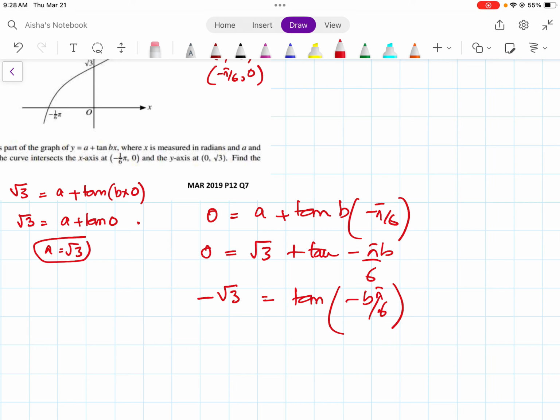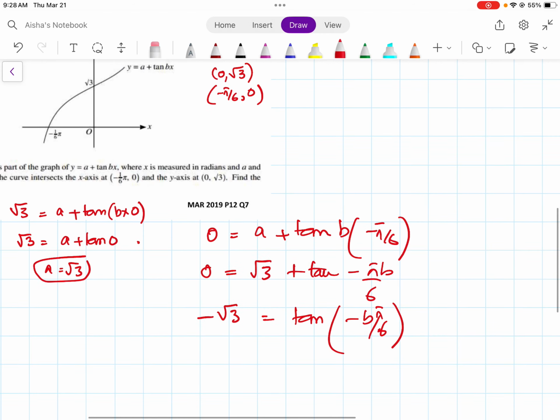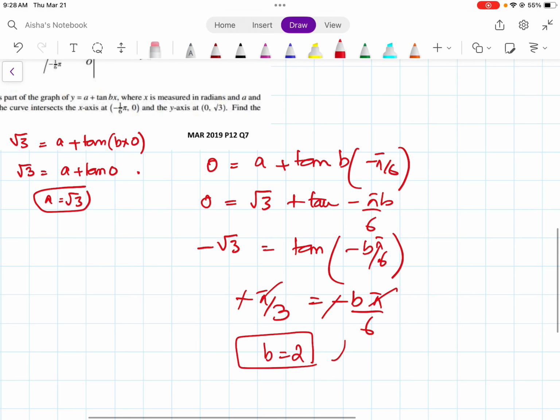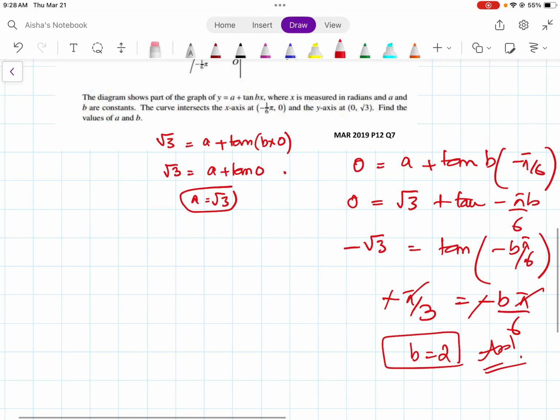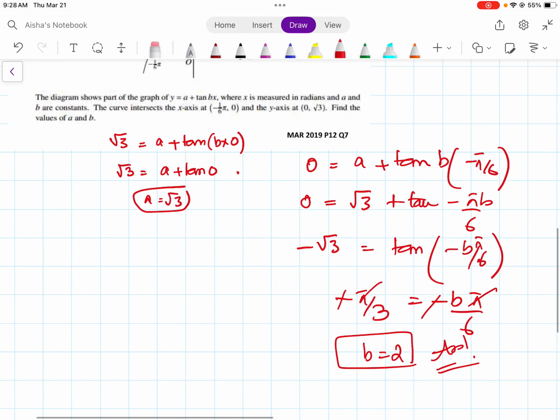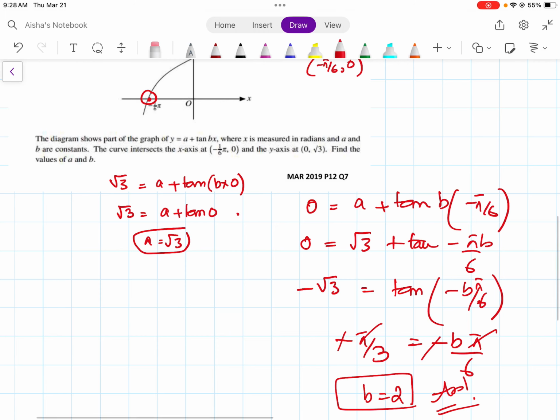So I'll consider it as minus 60, which is going to be minus pi by 3. Why am I considering minus pi by 3? Because tan is alpha and negative alpha. You can see it's the negative where it's coming on the x-axis.